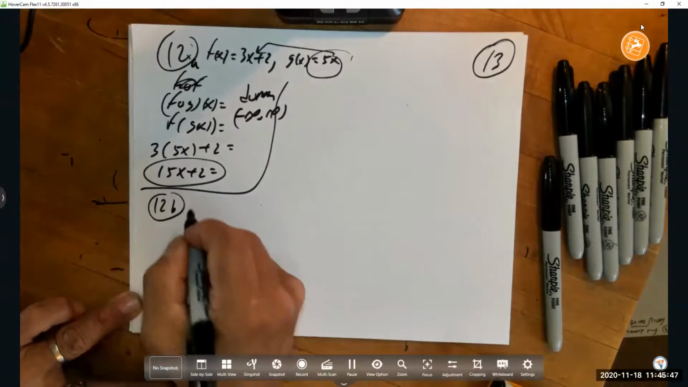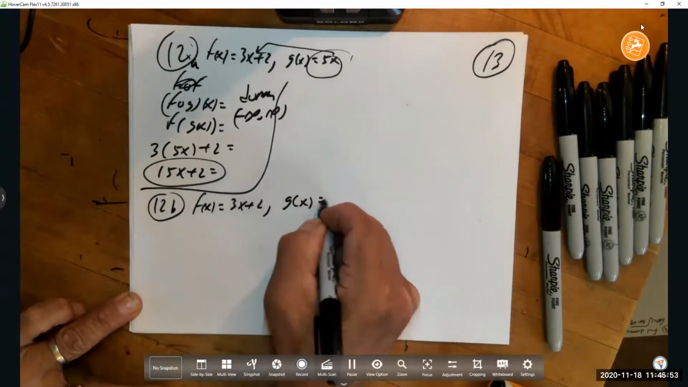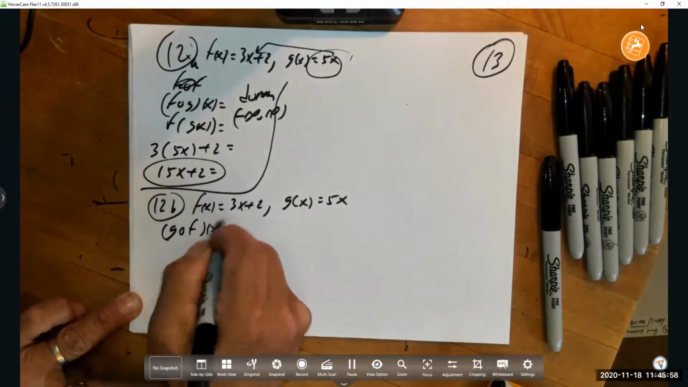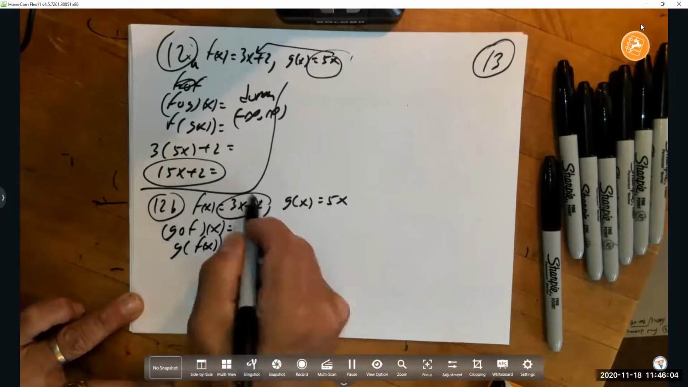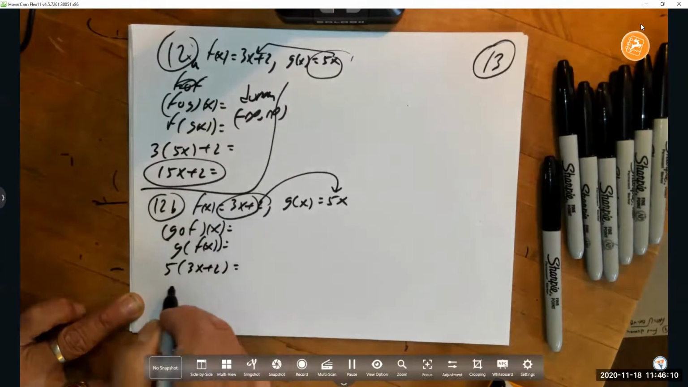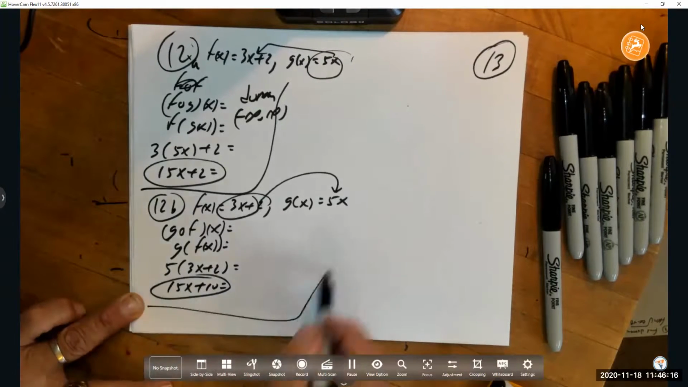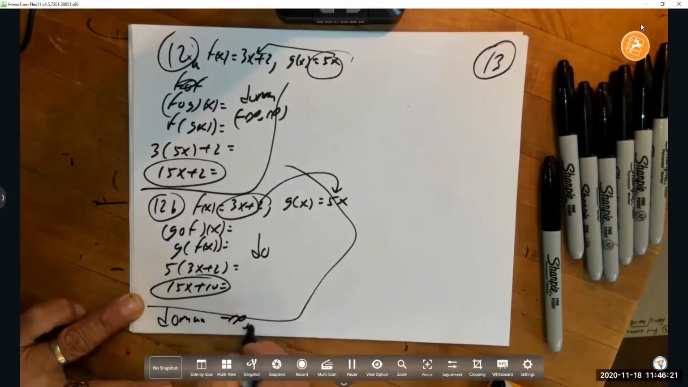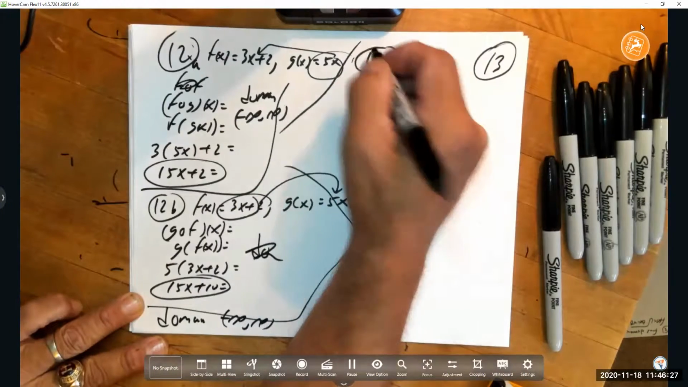12, letter B. Same thing. F of x equals 3x plus 2, and g of x equals 5x. So now, g circle f of x is g of f of x. And that means get this one inside there. So 5 times 3x plus 2 is going to be 15x plus 10. Is that it? Yep, that's it. And domain, let's put down here. Domain is same thing, minus infinity to infinity. All right, that's 12, letter C.